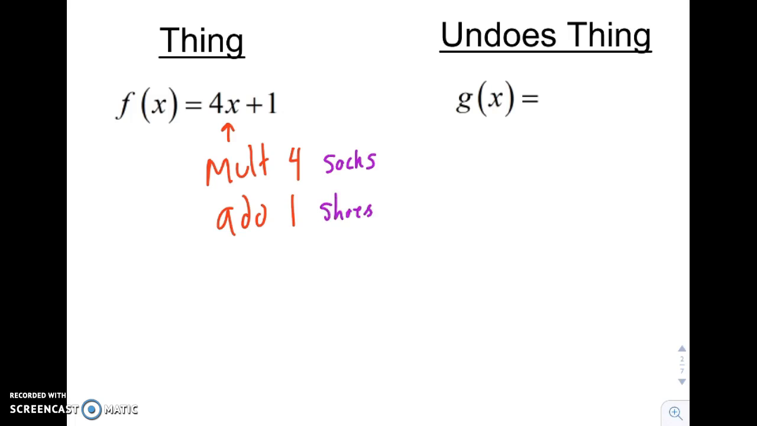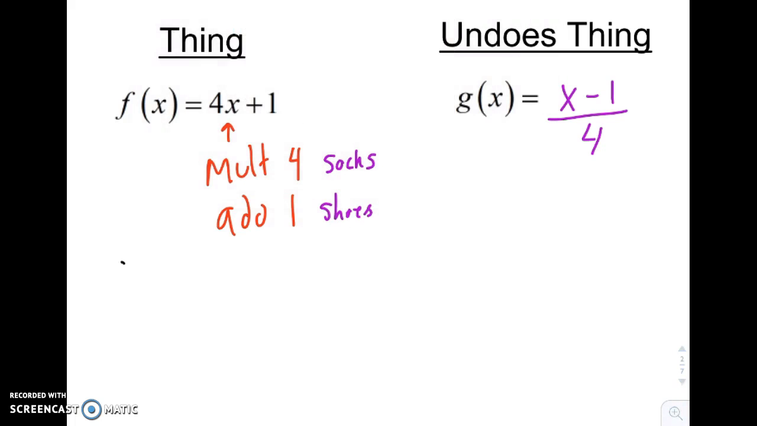Well, g, to undo that then, you have to take off your shoes first. So what is the opposite of add 1? Well, you have to take your input and you have to subtract 1. Then you need to do the opposite of multiply by 4. Take off your socks, which is divide by 4. So let's test it out.